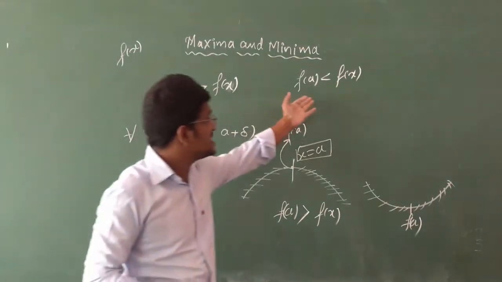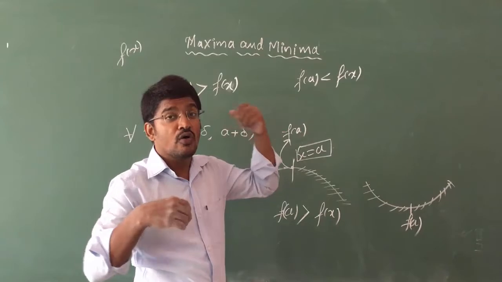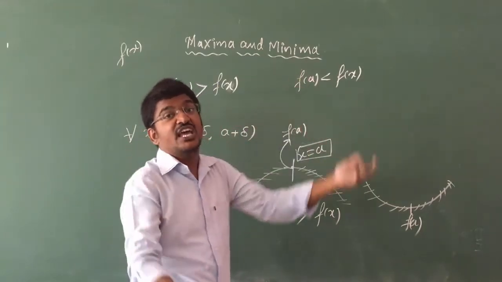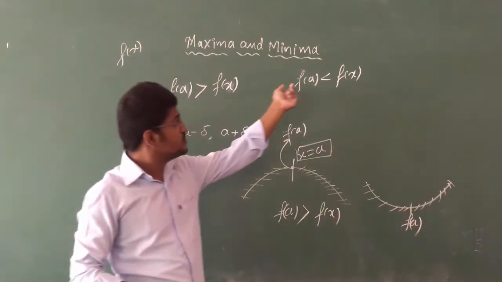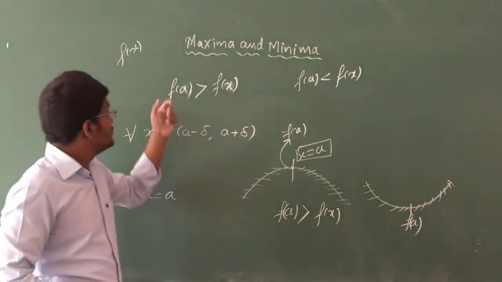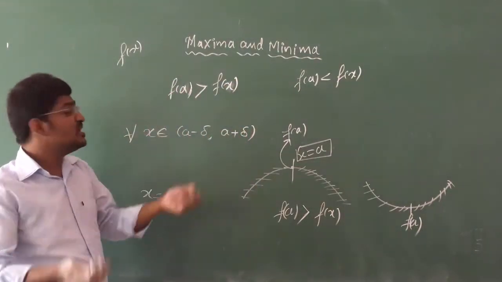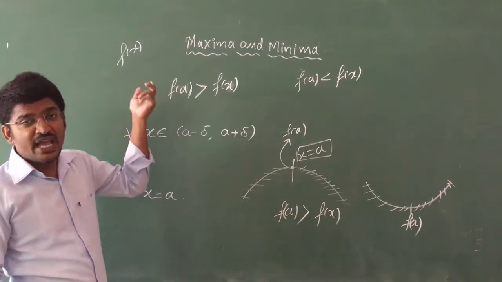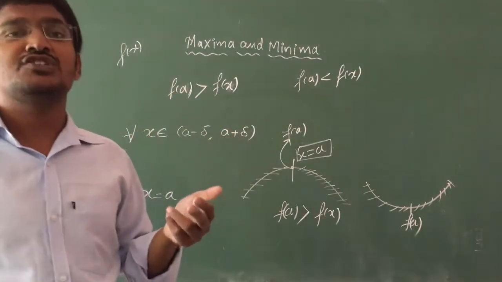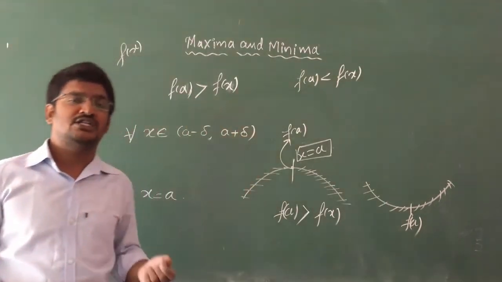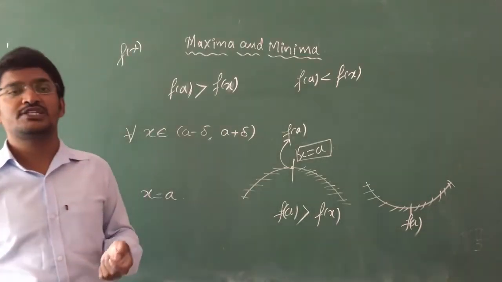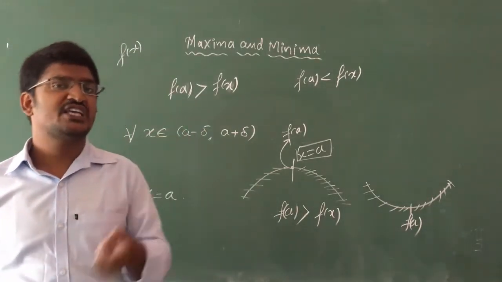If this is lesser, then what do we call it? If this is lesser than every element in the interval, that means this must be the minimum. If this is greater than every element in the interval, that means that is the maximum. Clear? So they are also called extreme points. Maxima and minima are called extreme points.